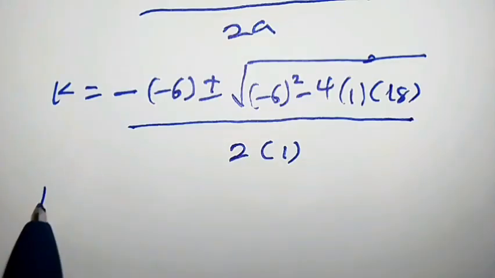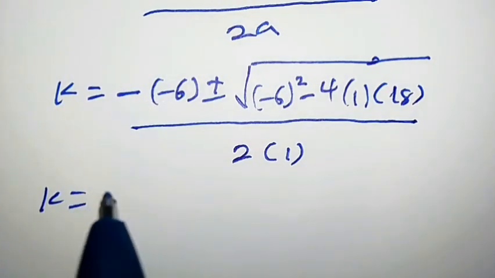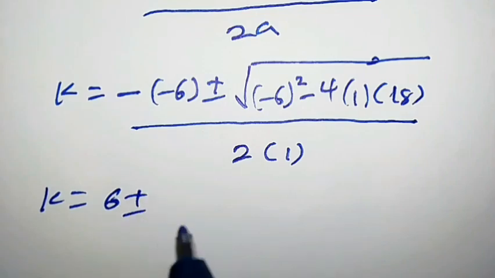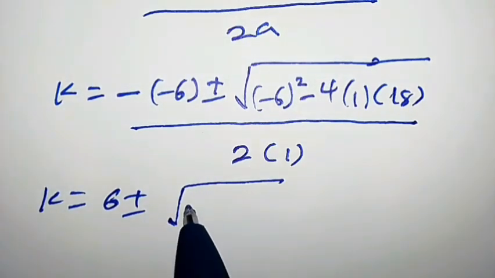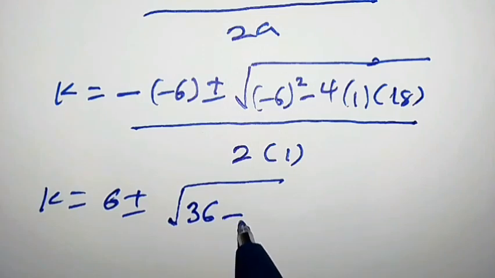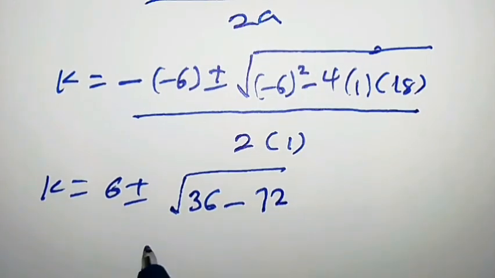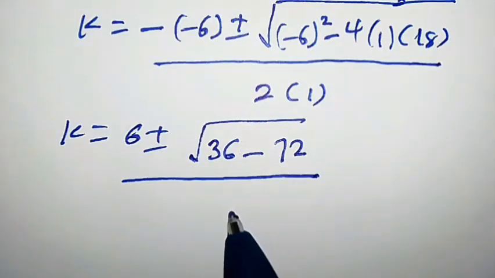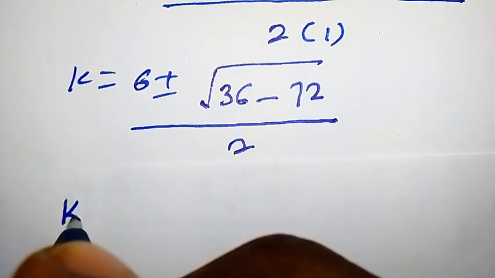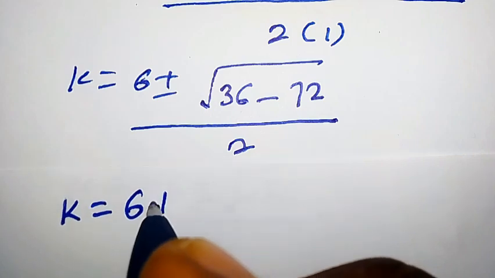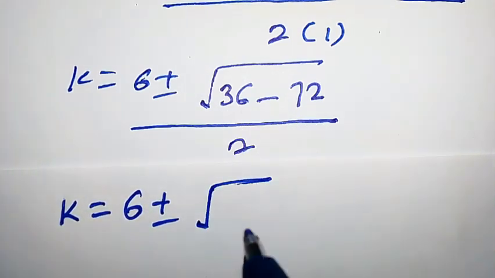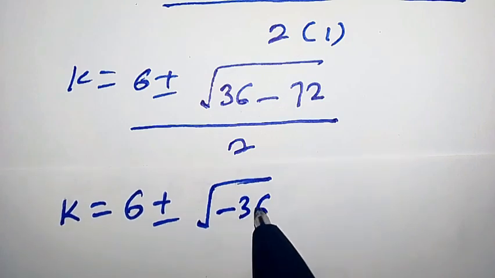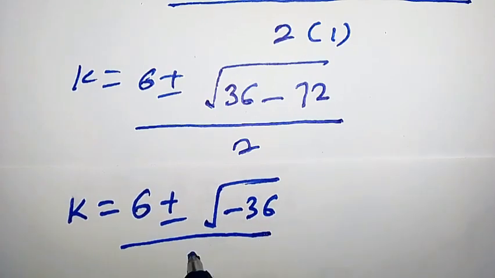Let's proceed further. k equal to minus times minus 6, that is 6, plus or minus square root of negative 6 all to the power of 2, that is simply 36, minus 4 times 1 times 18, that is 72, all over 2 times 1, that is 2. k equal to 6 plus or minus square root of 36 minus 72, that is negative 36, all over 2.